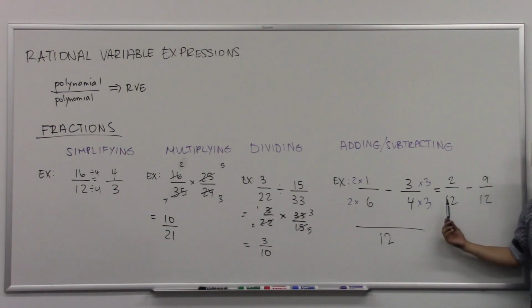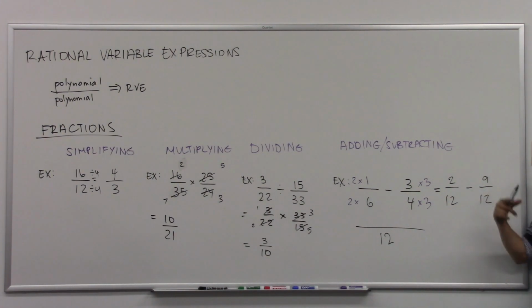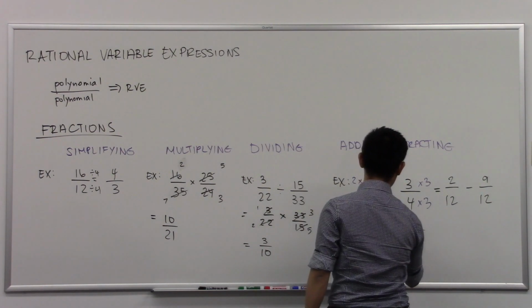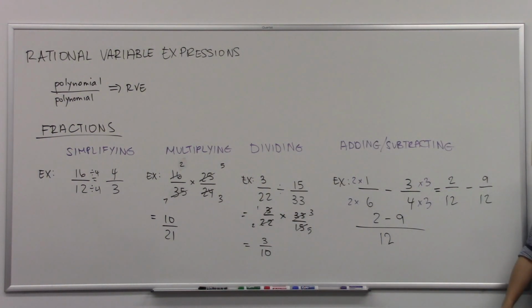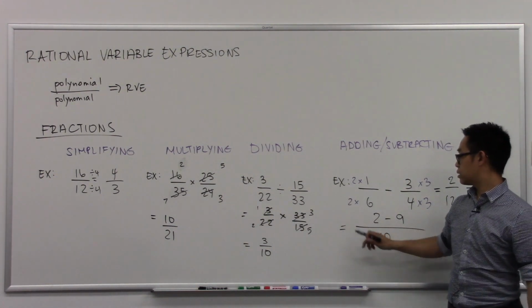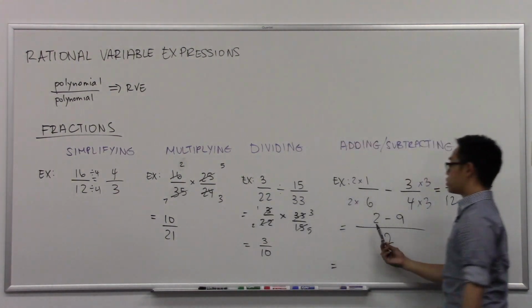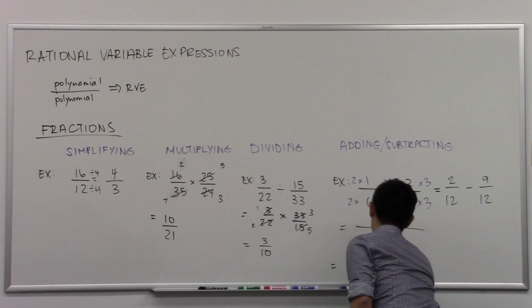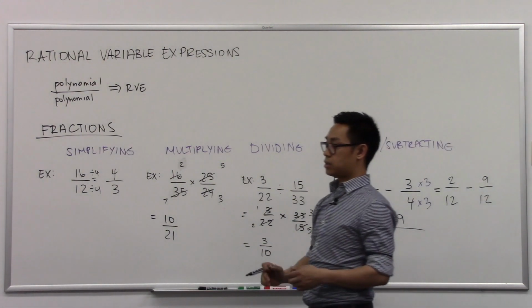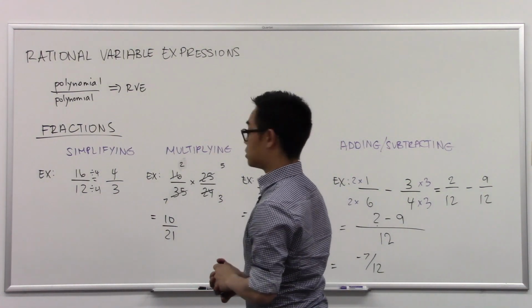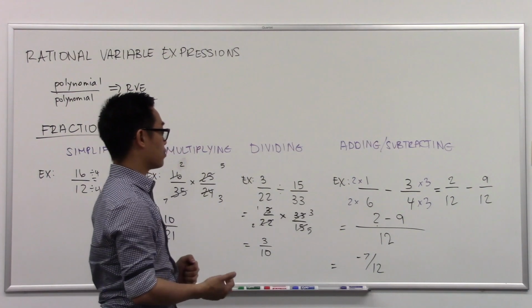Okay? I don't like this step. It's not helpful for RVEs, I find. It's better to think of it as to write it over one denominator, like this. So 2 minus 9 over 12. But if you really like this way, you can. It's just more writing. And then you get 2 minus 9, which is, of course, negative 7 over 12. So that's how you do fractions.